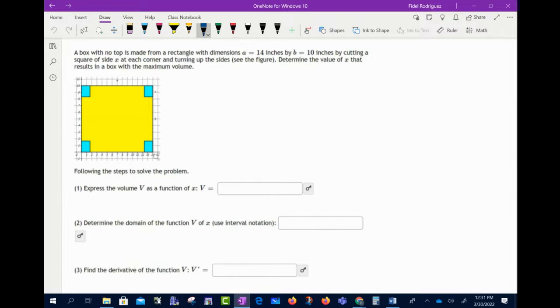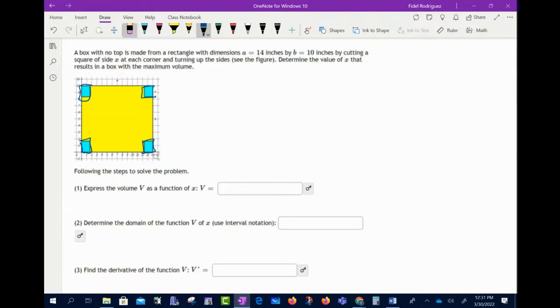So this problem says we have a box with no top made from a rectangle with dimensions A equals 14 by B equals 10 inches, by cutting a square of side X at each corner and turning up the sides. Determine the value of X that results in a box with maximum volume. We have this rectangle, and we're cutting the little square corners so that we can make a box.